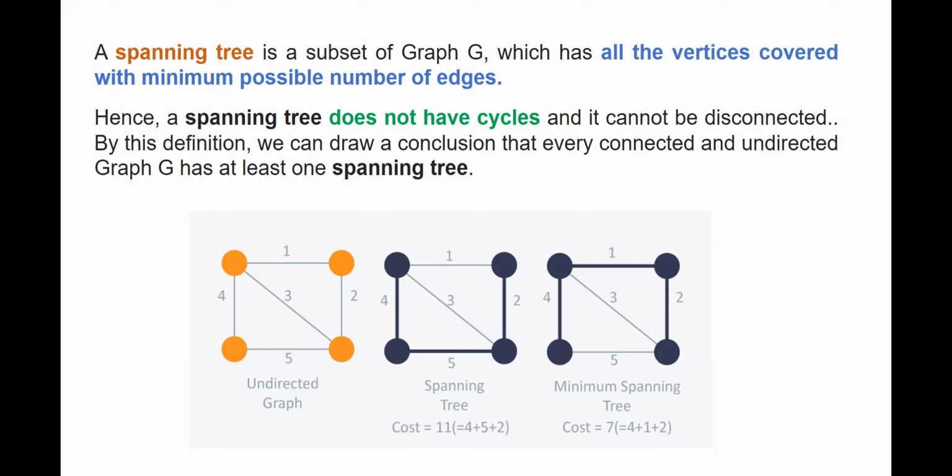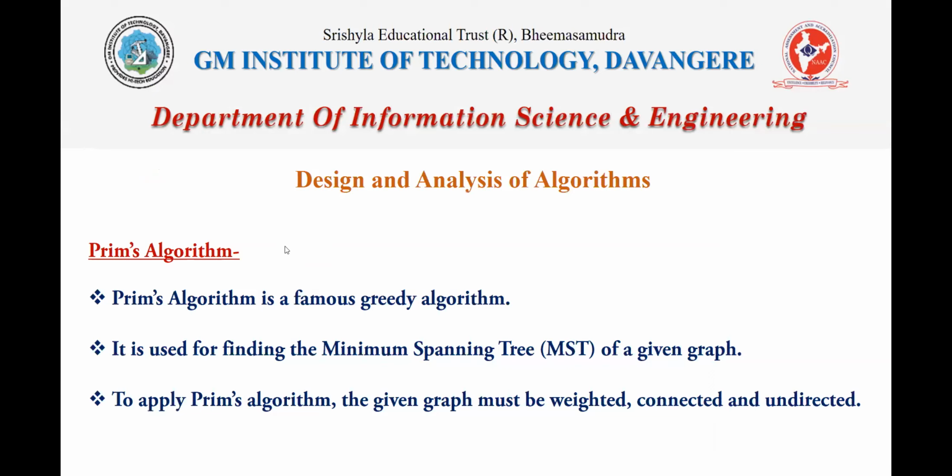Okay, clearing this and introducing the spanning tree concept, we shall now step into the concept of Prim's algorithm. Prim's algorithm is a famous greedy algorithm, and hence we are discussing this concept under greedy methods. It is used for finding the minimum spanning tree of a given graph. We have already discussed what a spanning tree and a minimum spanning tree are. Prim's algorithm is used as an application to find the minimum spanning tree of a given graph.